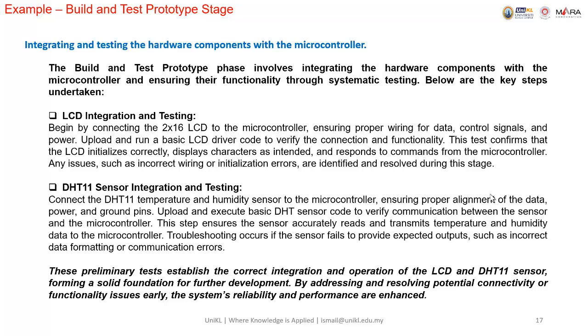Second one, we connect the DHT11 sensor to the microcontroller, ensuring proper alignment of data, power, and ground pin. Upload and execute the basic DHT sensor code to verify communication between the sensor and the microcontroller. And then this step ensures the sensor accurately reads and transmits temperature and humidity data to the controller. Troubleshooting occurs if the sensor fails to provide expected outputs such as incorrect data formatting or communication error. So this preliminary test establishes a correct integration and operation of the LCD and DHT11 sensor, forming a solid foundation for further development. Right? So we address and resolve the potential connectivity or functionality issue early. So the system reliability and performance are enhanced.